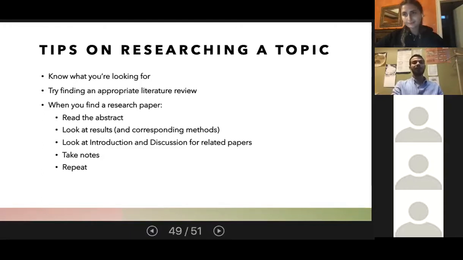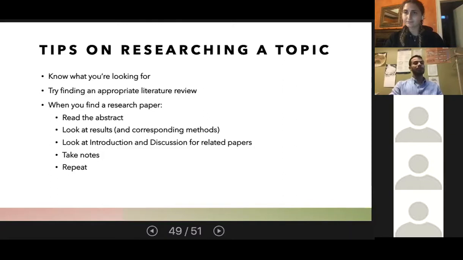Next, try finding an appropriate literature review. This is always where I start when I'm trying to come up to speed in a specific field. Finding a review that's related to your research question allows you to get a summary of what is already known about it. And it will give you links via the references to specific papers that might interest you.